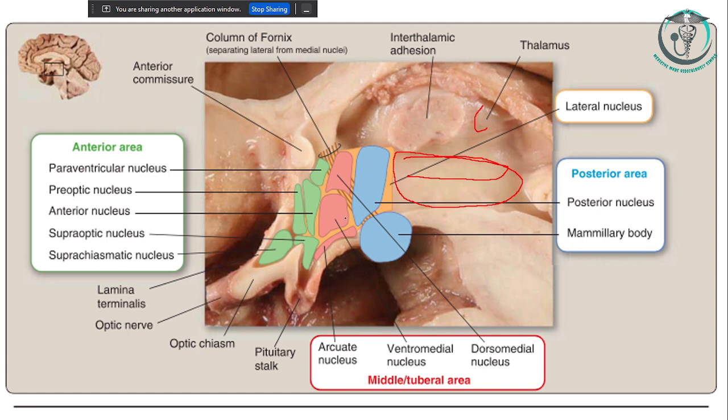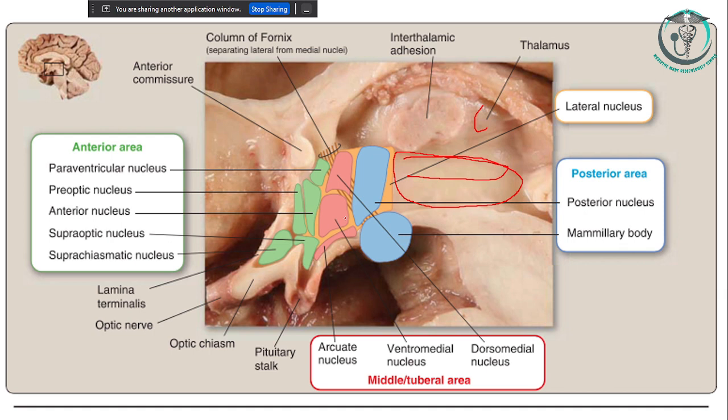So to make it easier, I know this diagram has a lot of things. I just want you to concentrate on three things. I want you to concentrate on the different colors that have been put on these nuclei. The one that is more on the anterior aspect has been highlighted in green. So this is known as the anterior area. Just know it like that. The anterior area has different types of nuclei.